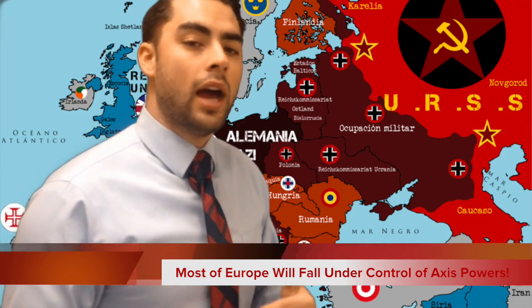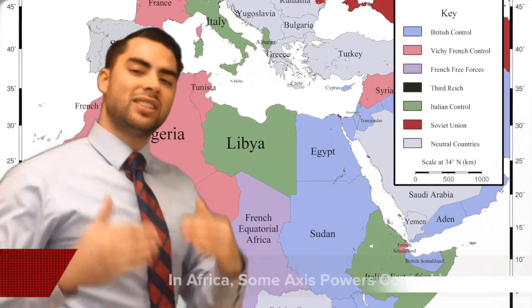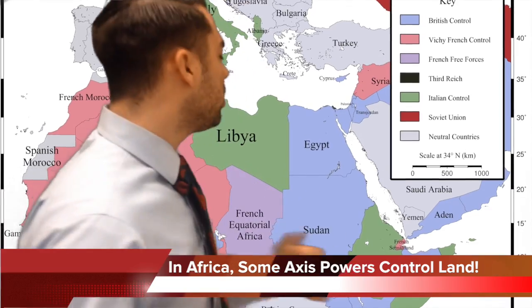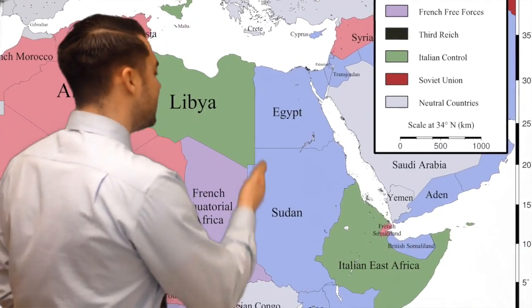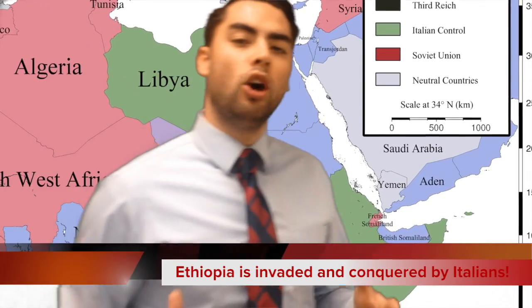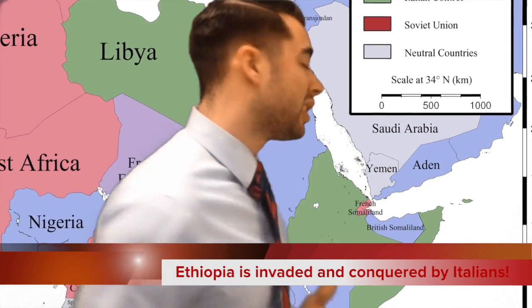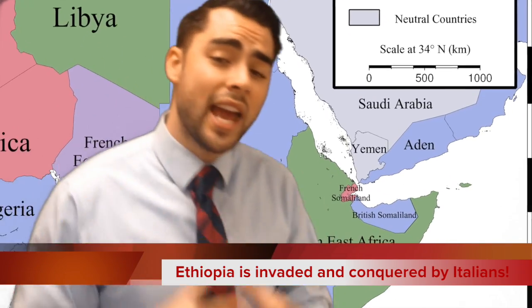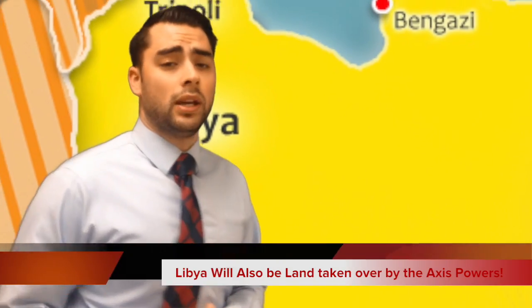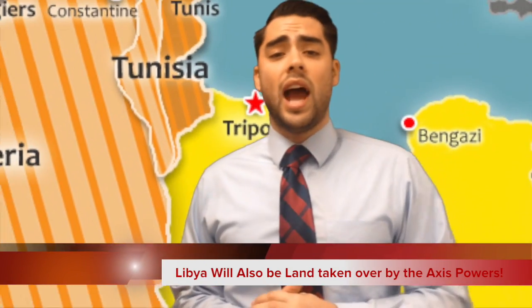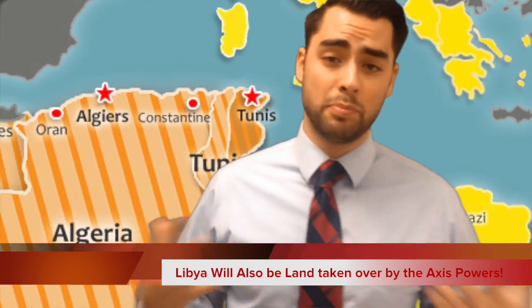On the flip side of that, what we see in Africa is some of the Axis powers really gaining a hold in Africa. Specifically in certain places such as Ethiopia, ladies and gents. Ethiopia is going to be one of the places where we're going to see the Italian fascist empire gain control, as well as we'll see Libya being part of the Axis powers' empire, really, that's building at this moment in time.